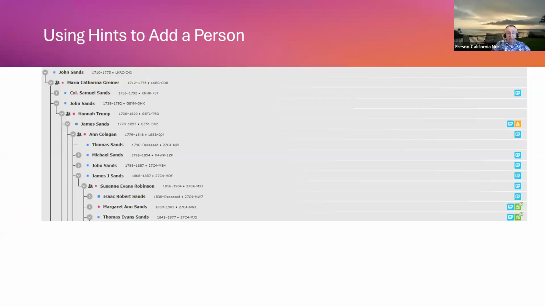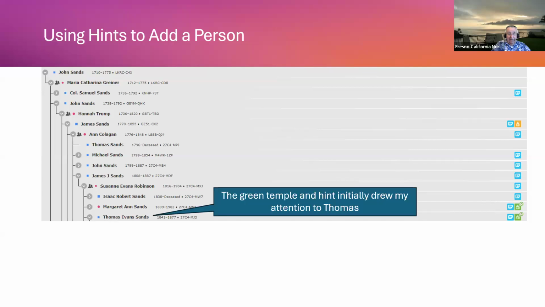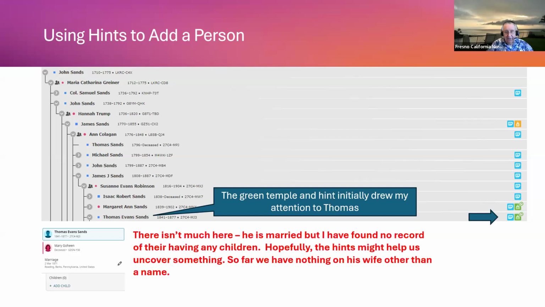Okay, adding a person from a hint. We'll go down here to Thomas Evans Sands. He has a wife. You can see the green temple, so you know there's ordinances out there. It has a clock, so there's ordinances you can reserve. This is all there is, just him and his wife, Mary. So again, no children. That should be your first question. There isn't much there. So let's see if we can uncover something.